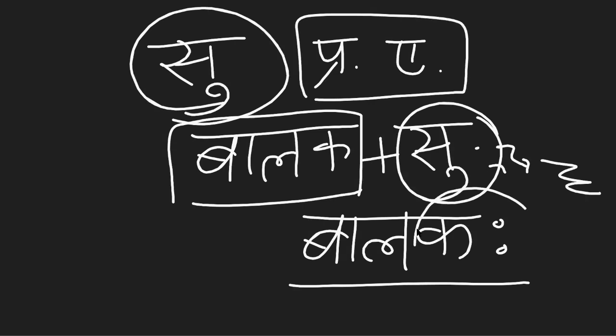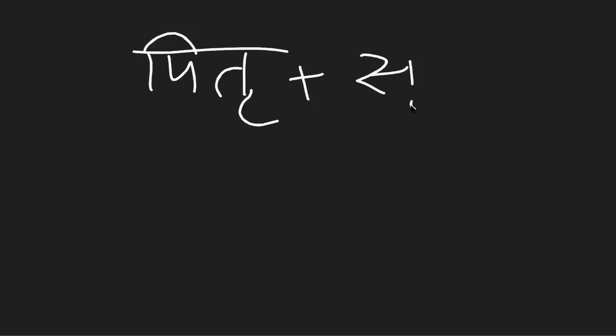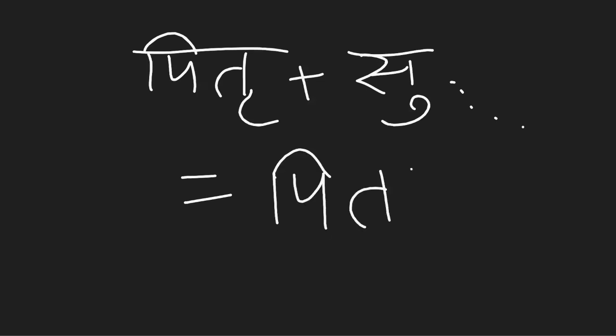And finally, it becomes like visarga for balakaha. But if it is pitru, which is ru ending, the original pratyaya is the same only. There is no change in sup pratyayas. So again, to get the prathama vibhakti ekavachana form, we add su pratyaya, original pratyaya. But again, because it is ru ending, it undergoes different changes as per the rules and the sutras, and then the prathama vibhakti ekavachana becomes pita.